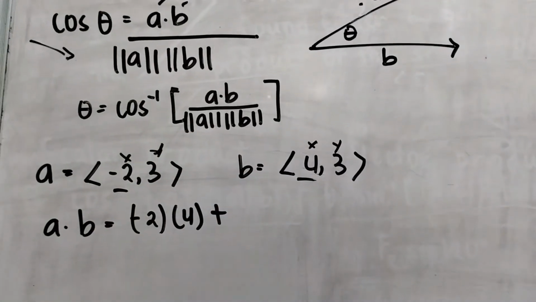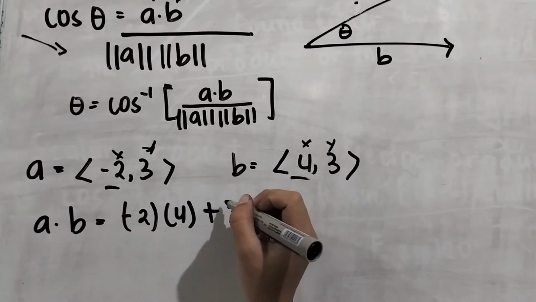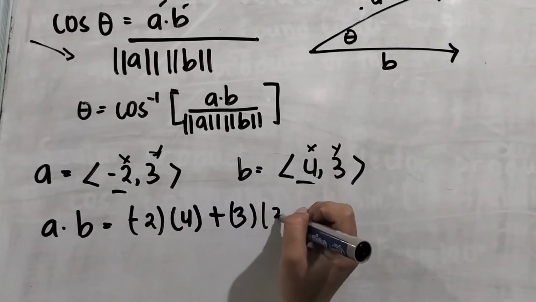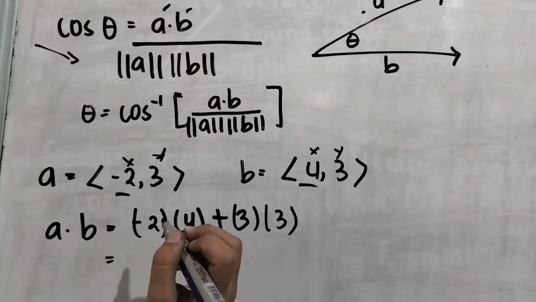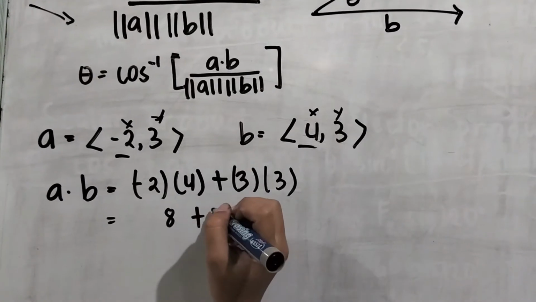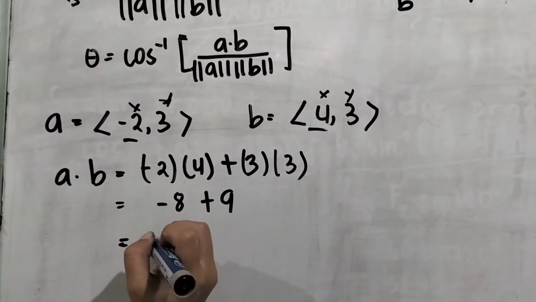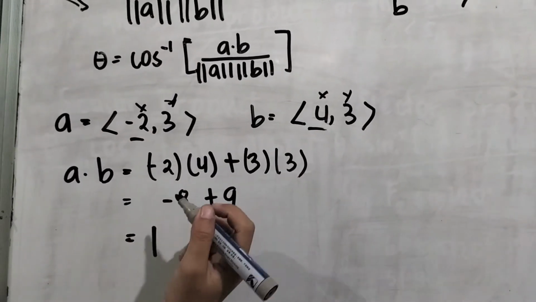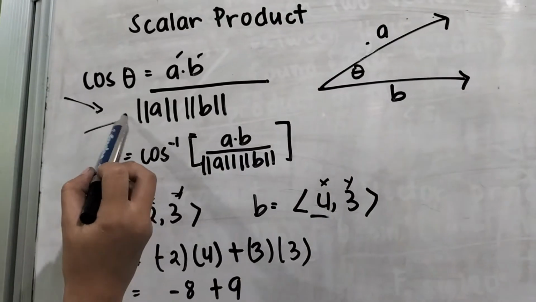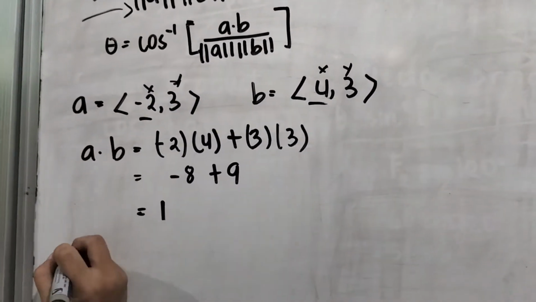So multiply the y term of the other side, which is 3 and 3. Okay. Times 4, 8 plus 9. Oh, my bad. Well, the answer will be +1. Next, we will solve for the magnitude A and magnitude B. So the solution is, wait.